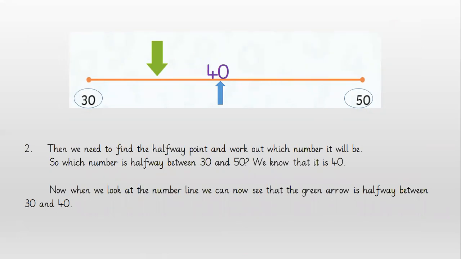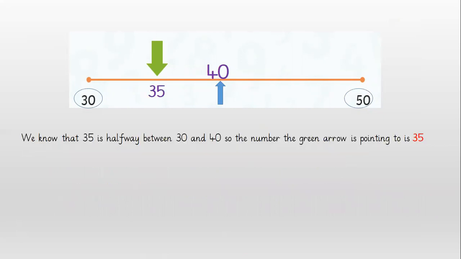Now when we look at the number line, we can see that the green arrow is halfway between 30 and 40. Have a think about what that could be. So we know that 35 is halfway between 30 and 40. So the number the green arrow is pointing to is 35.